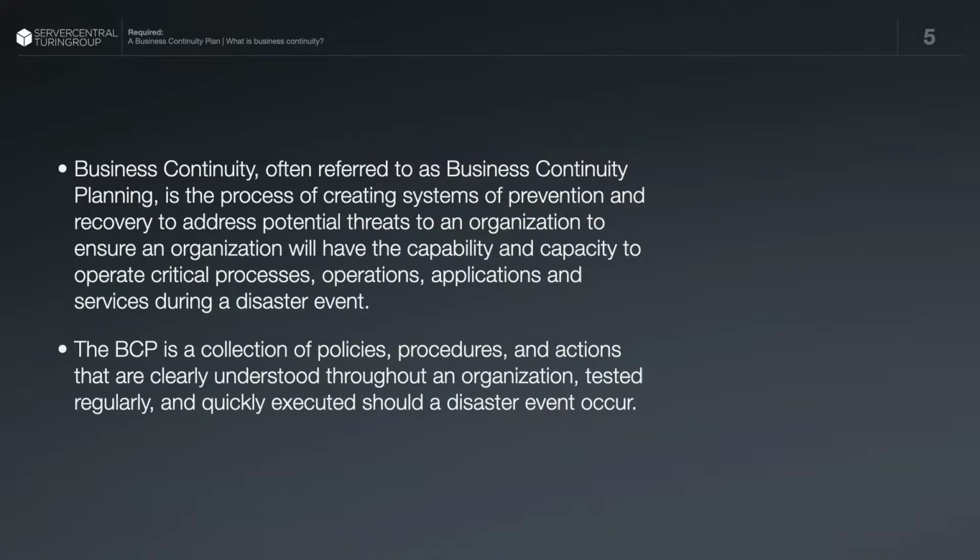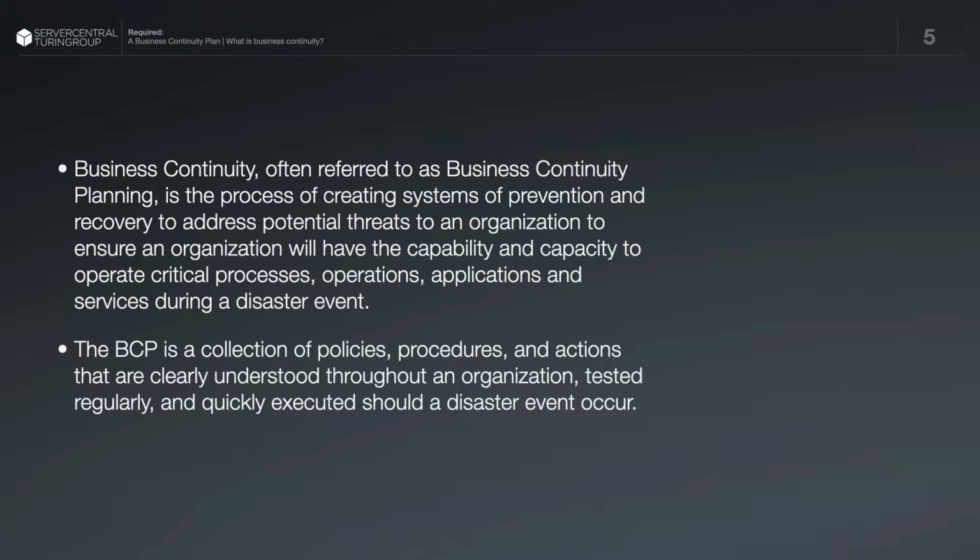Your organization may want or need a slightly different definition than this. But at its core, what a business continuity plan refers to is the process of creating systems of prevention and recovery so that you will have the capability and the capacity to operate critical business processes, operations, applications, and services during a disaster event or a disruption to the normal state of business. It doesn't have to be a full-blown disaster. It can just be a disruption where, for instance, all of a sudden everybody is working remotely.